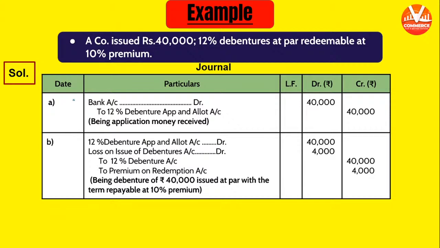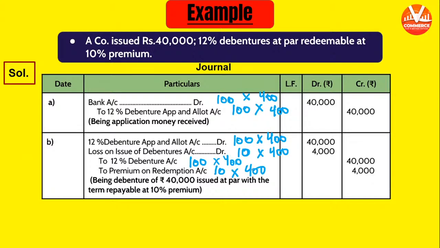So this is the answer. We received application money 100 rupees, then we transferred application money to percentage debenture, and we debited loss on issue of debenture, and we credited premium on redemption. And it will be multiplied with the number of debentures, that was 400. Is it clear, everyone? Is it clear, guys? Yes or no?